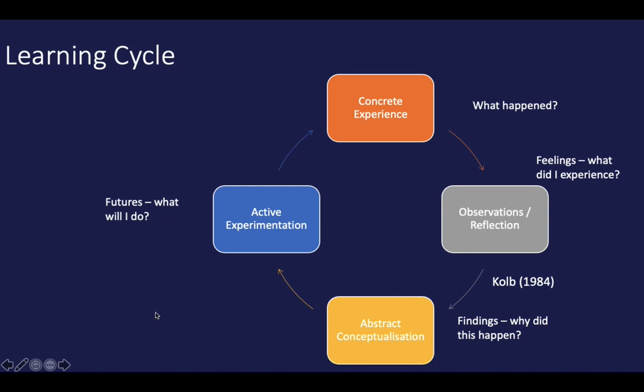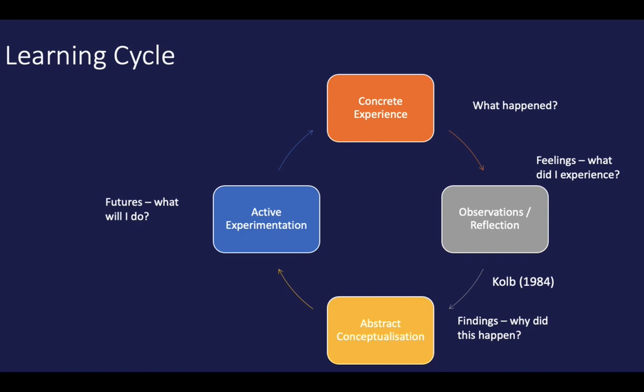Okay, so Kolb in 1984, which was a precursor to Gibbs's 1988 model, came up with a really simple model of how we actually learn. Okay, so he started off with concrete experience. Again, what happened, the observations and the reflections. So that includes the feelings, what I experienced, what he called abstract conceptualization, which is looking at why this happened, what actually caused these events to occur. And then lastly, active experimentation.